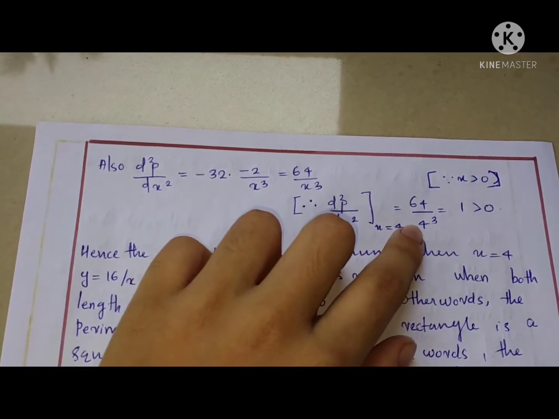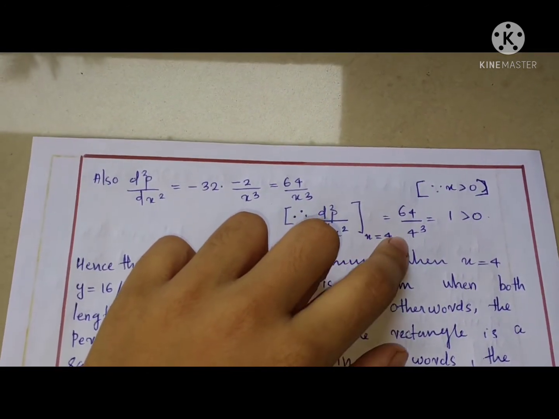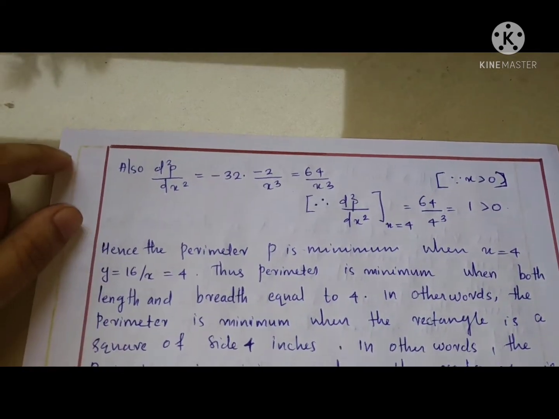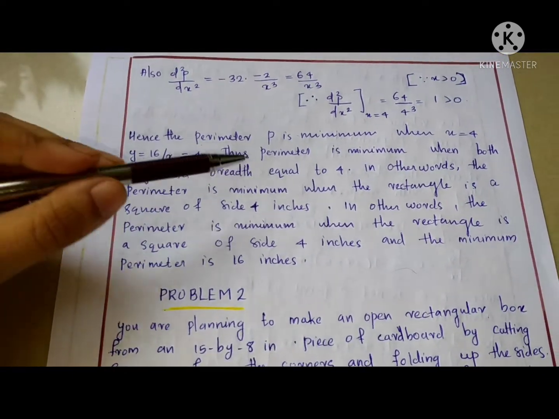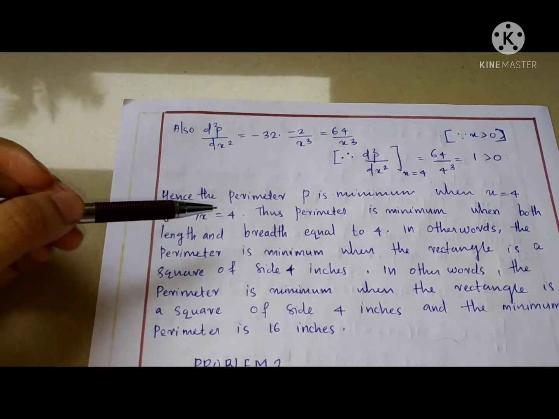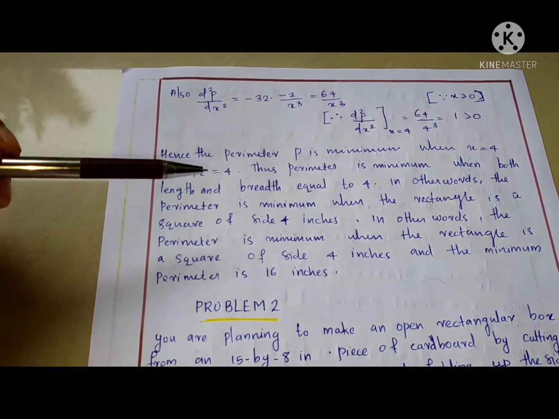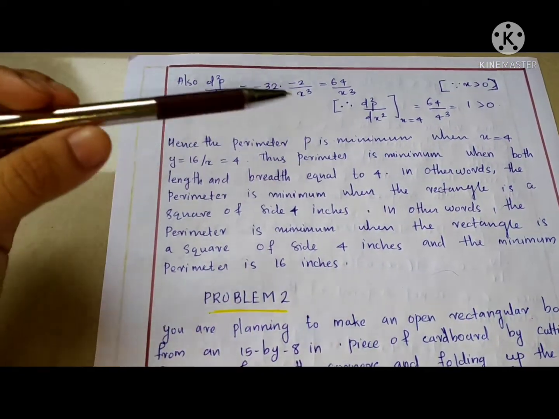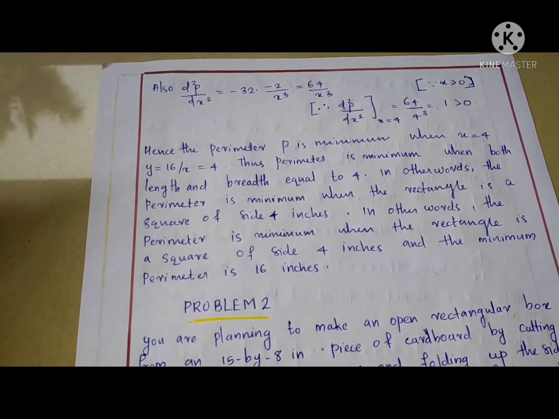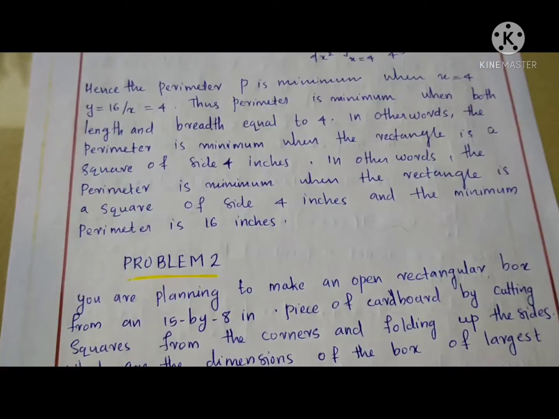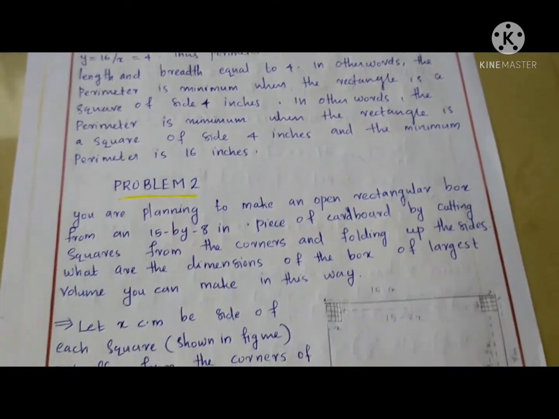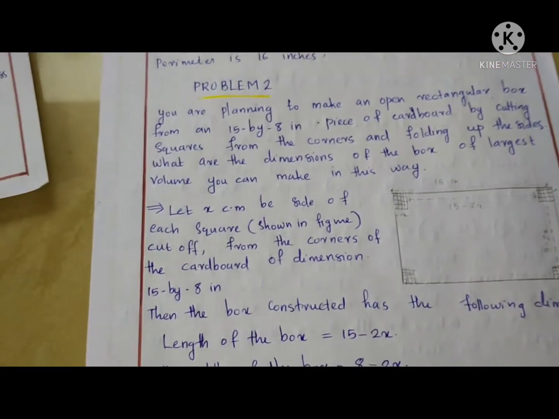x cube is equal to 4 cube. 64 by 4 cube is equal to 1, which is greater than 0. Hence the perimeter is minimum when x equal to 4, y is equal to 16 by x equal to 4. Thus the perimeter is minimum when both length and breadth equal 4. In other words, the perimeter is minimum when the rectangle is a square of side 4 inches and the minimum perimeter is 16 inches. Then problem number 2.